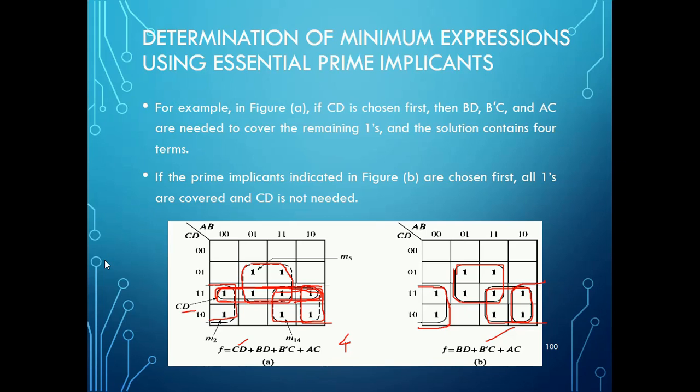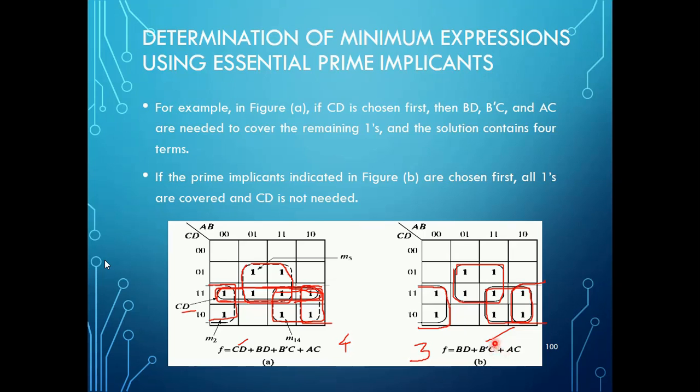So now which one is right? Here you have got only 3 terms finally, that is here BD, B bar C and AC. So CD is not included here because all ones are already covered, so we have not included that.